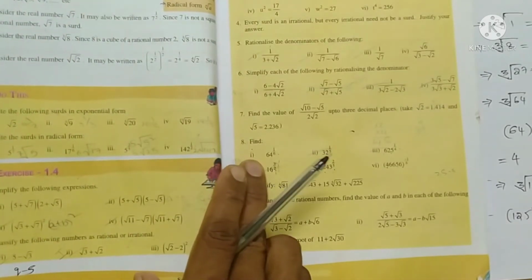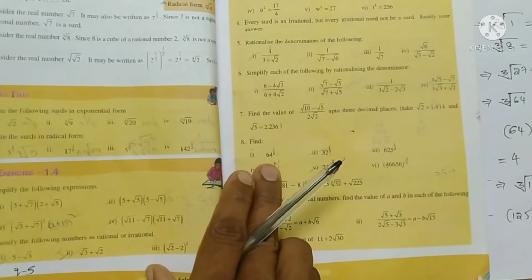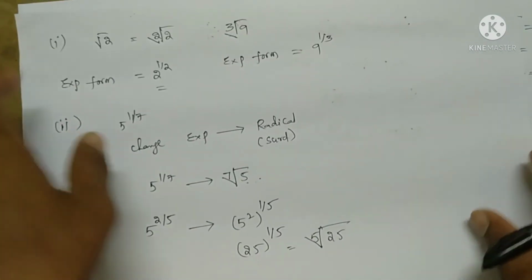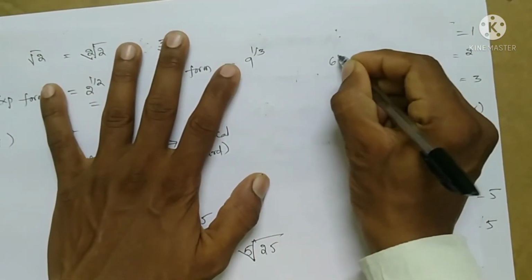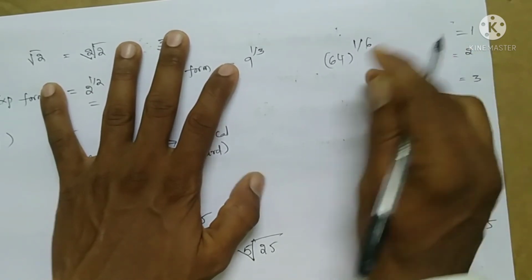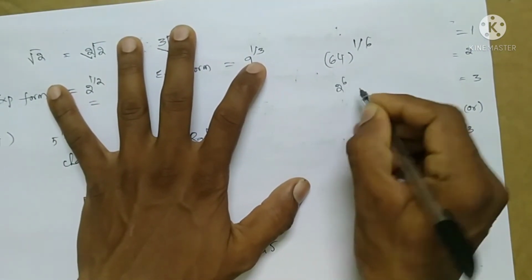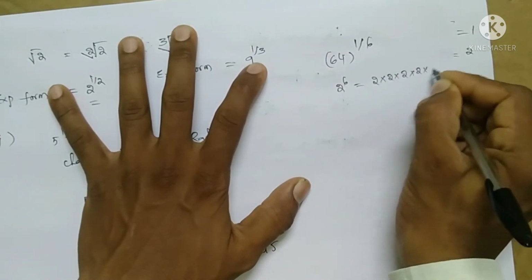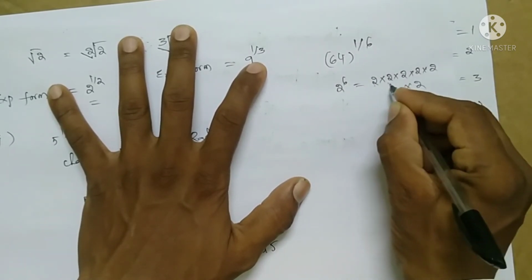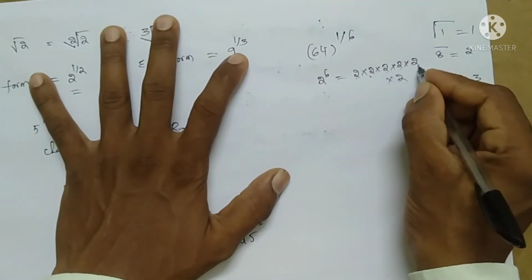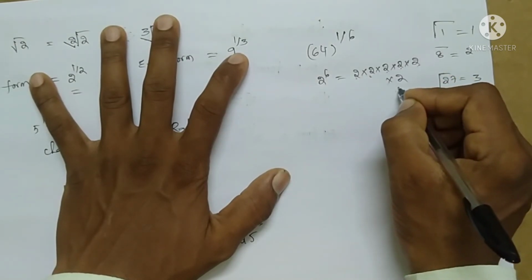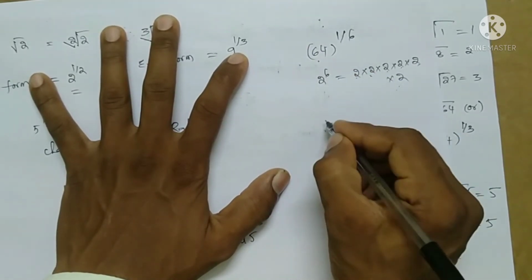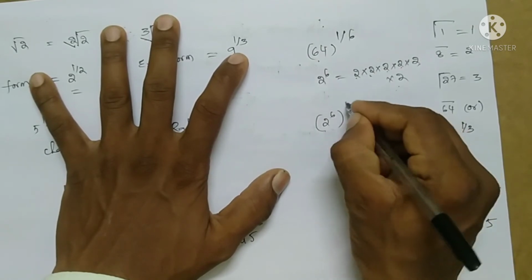8th Roman. Find 64 whole to the power of 1 by 6. First question is 64 to the power of 1 by 6. 64 means 2 power 6, right? So 2 power 6 means 2 into 2 into 2 into 2 into 2 into 2. 2 2s are 4, 4 2s are 8, 8 2s are 16, 16 2s are 32, 32 2s are 64. First change it into exponential form. So here 64 means 2 power 6 whole to the power of 1 by 6.